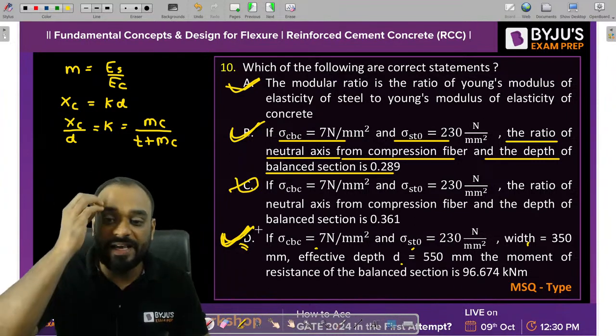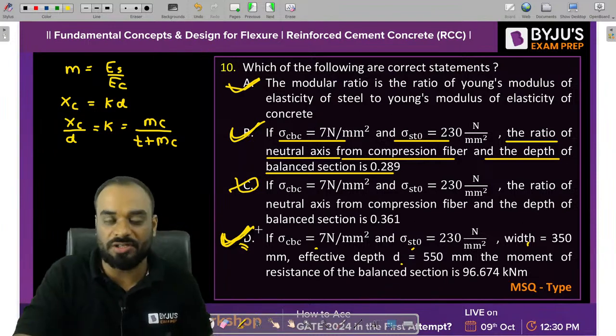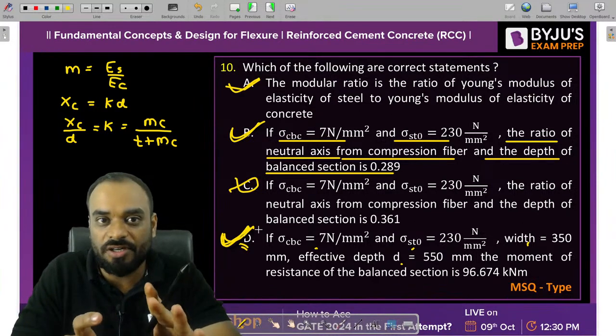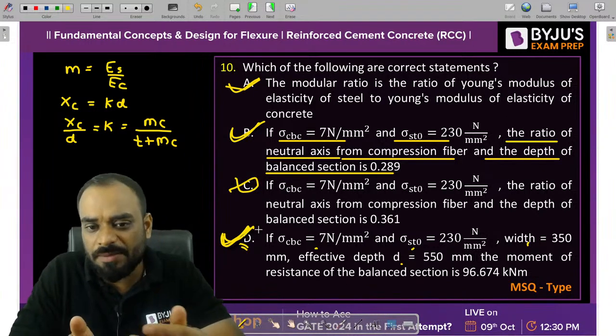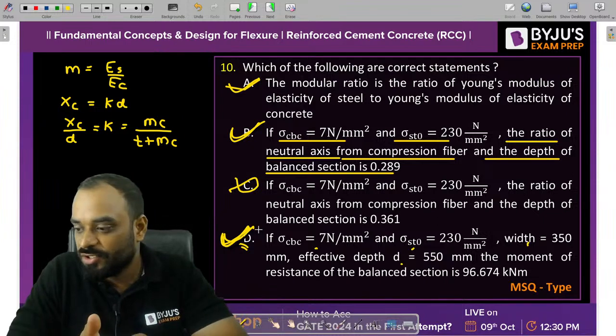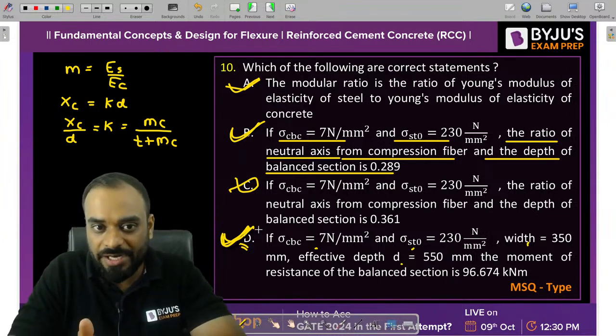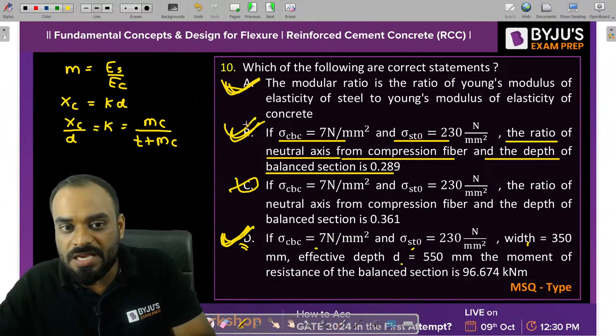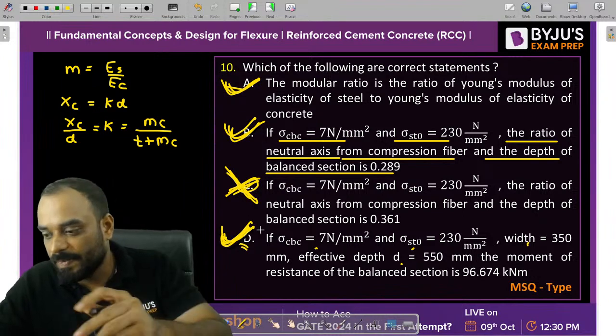Now you can understand, guys, in this way they can also put the question, right? First they will ask you some basic question of the singly reinforced beam. Then they will ask another question which is based upon your MR calculation. So in this way they can put the question also, right? So only 3 answers are correct. A, B, D are correct and C is wrong, right?